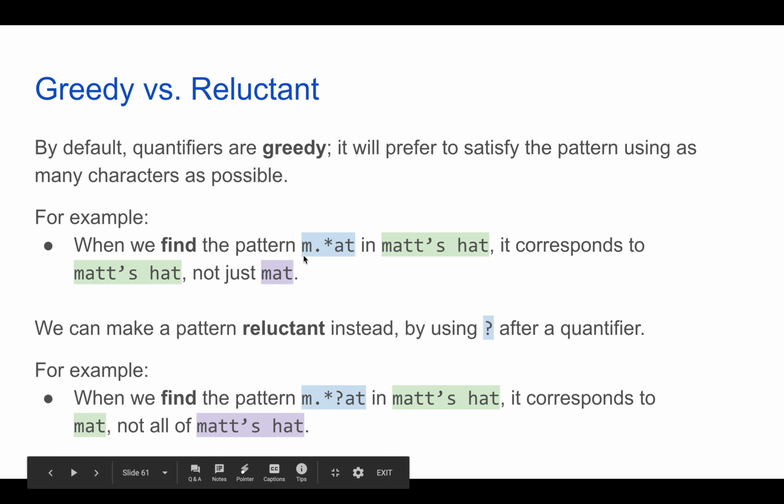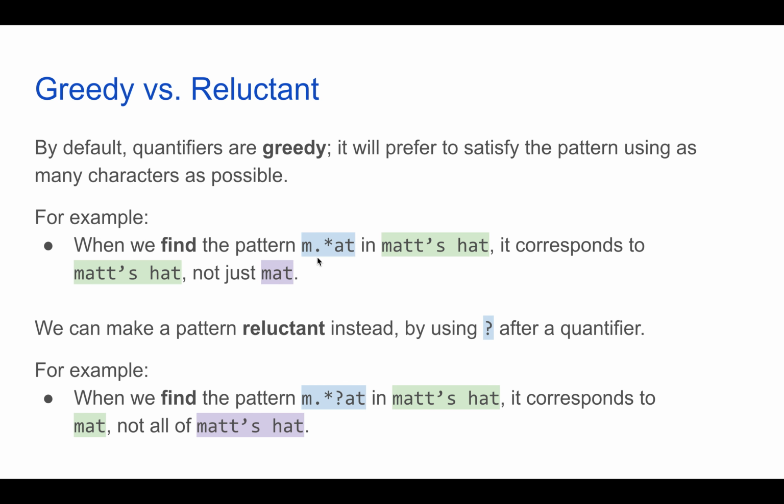So in this example here, if I do M dot star AT, remember dot means anything except for a new line, right? Followed by star, so that means 0 or more of the dot is allowed, right? So if you do Matt's hat, is it going to match MAT or is it going to match MATT apostrophe S space HAT? Well, it turns out it's going to match the whole thing because there's an M in the front and then there's all these characters in the middle which satisfy the dot star and then there's the AT at the end. And because it's greedy by default, it's going to try to satisfy it using as many characters as it can rather than just simply MAT.